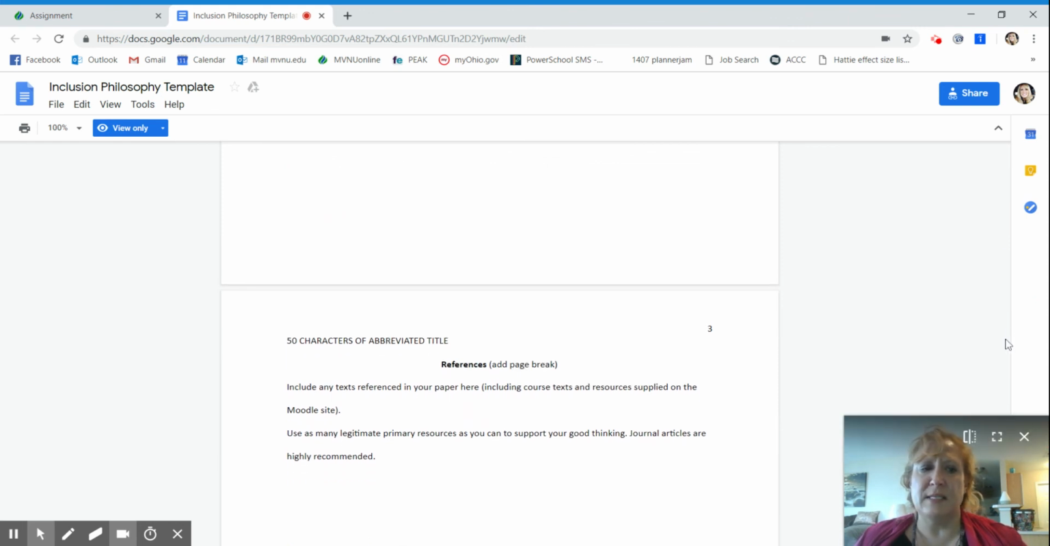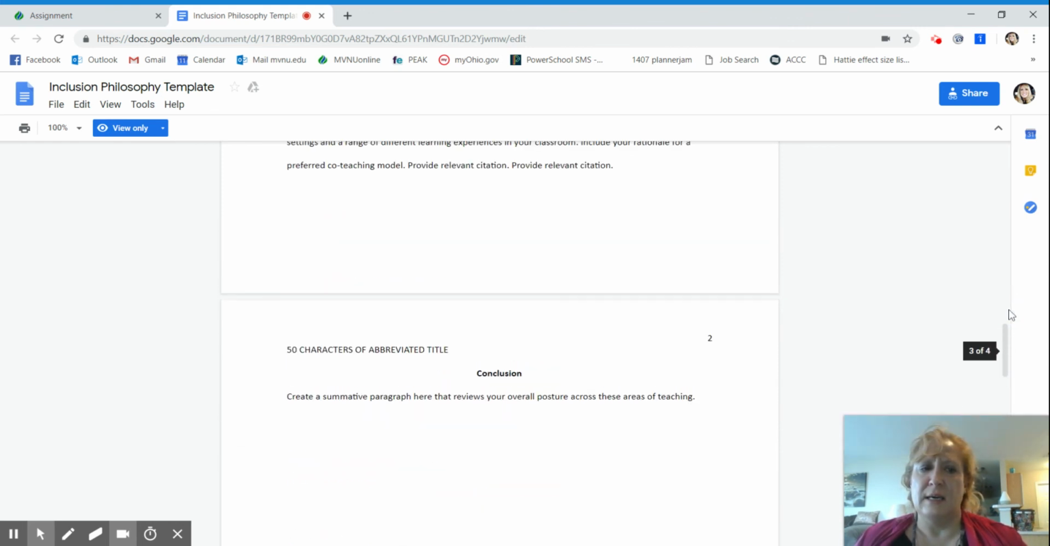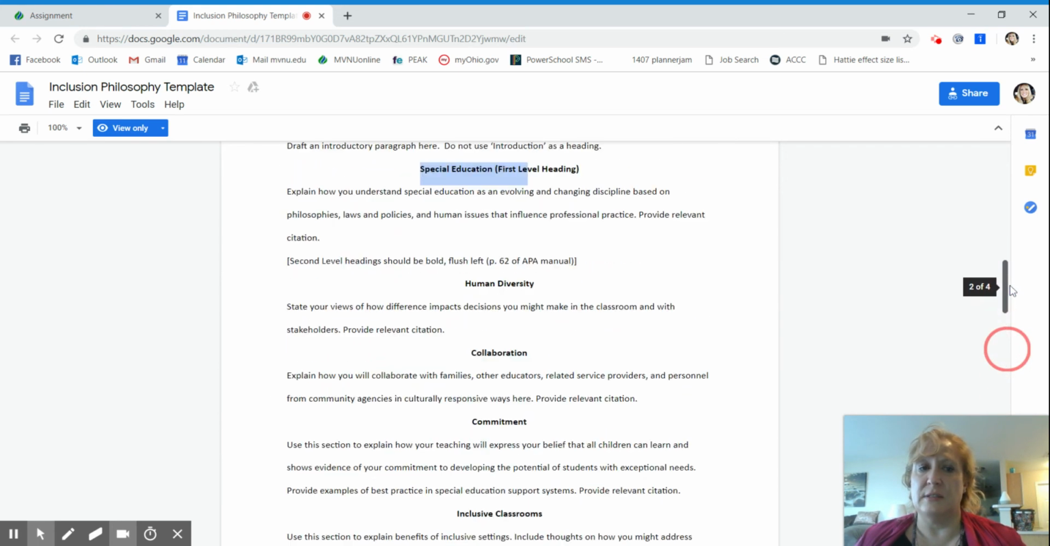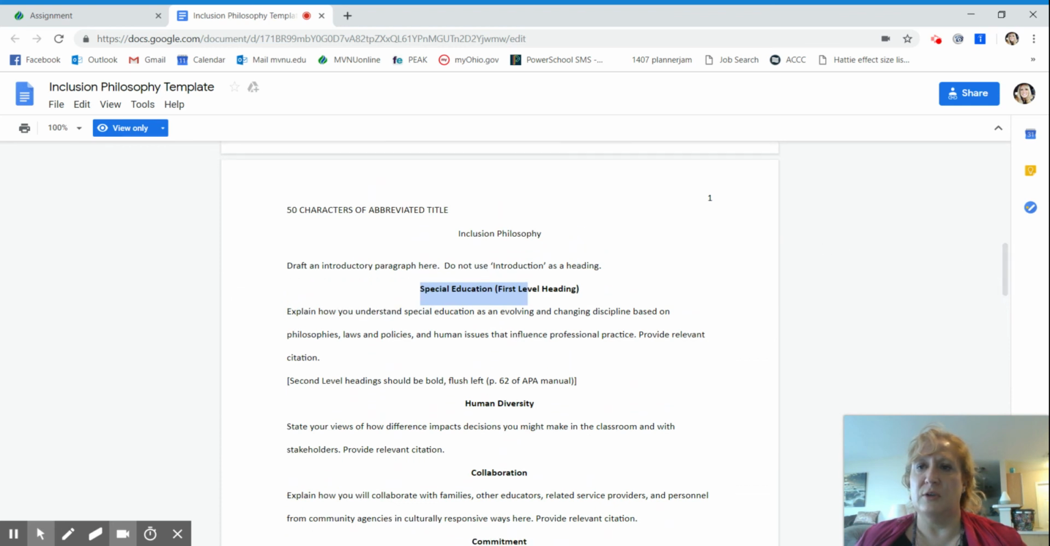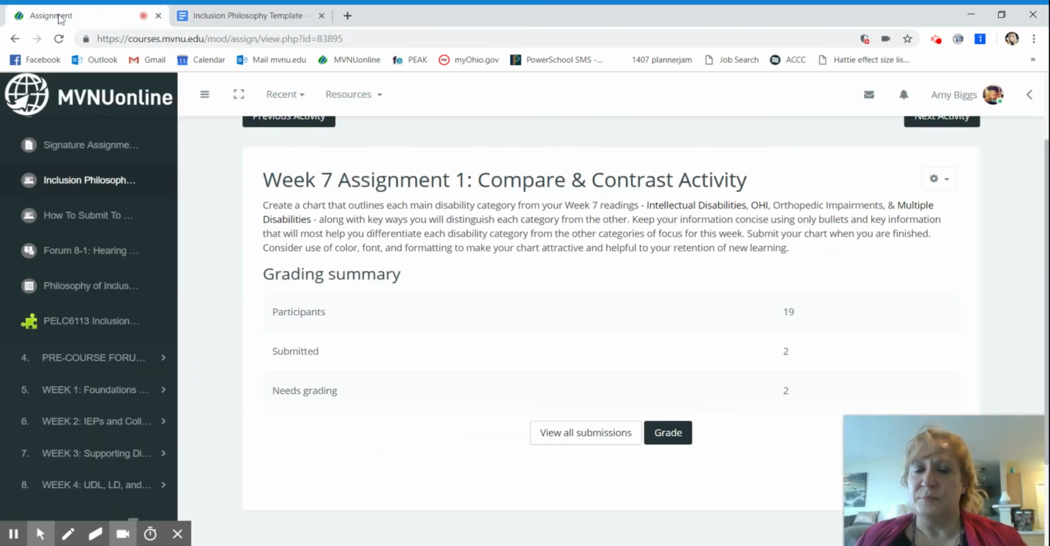Do make sure you pay attention to how many references are needed within each of these sections. That is all on the rubric. So do take a look at that this week.